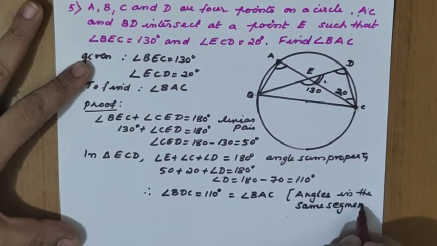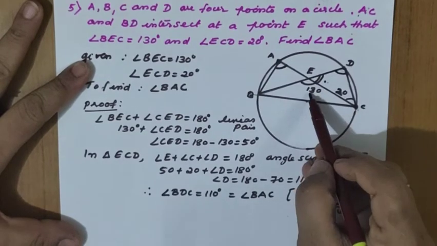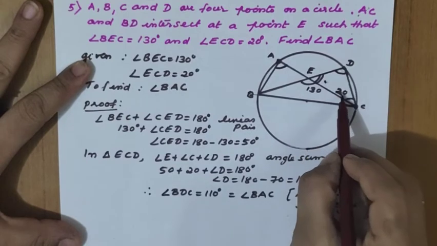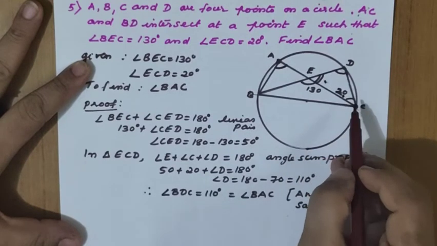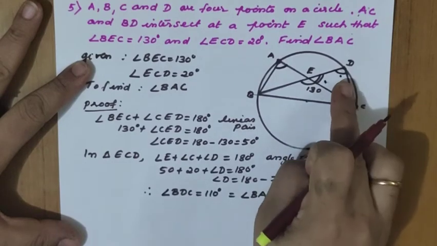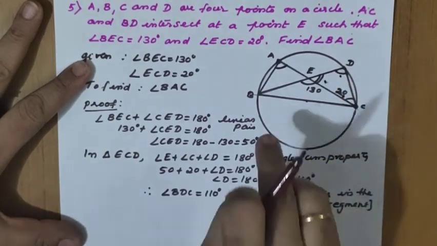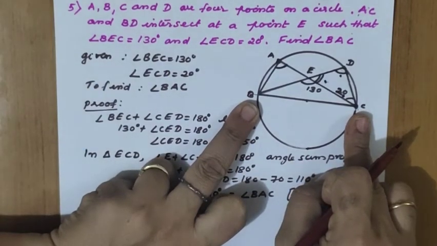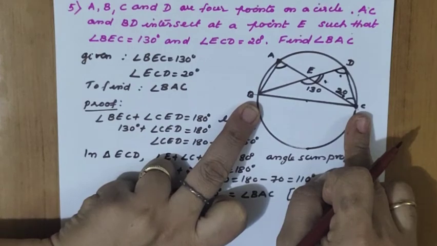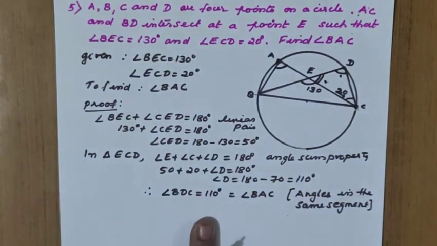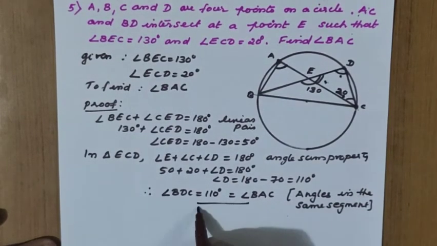So see the diagram, it is more clear to you. 130 angle is given, so the remaining angle 50 I have calculated here. 50 plus 20, 70 we got in the one triangle, so the remaining angle is 110 degrees. So once we got this 110 degrees, what is the next property we have to use? Angles in the same segment. So angle BDC and angle BAC are angles of the same segment, so therefore both values are equal. So we got angle BDC and angle BAC equal to 110 degrees.